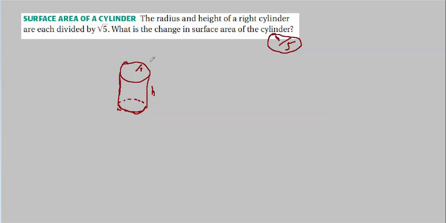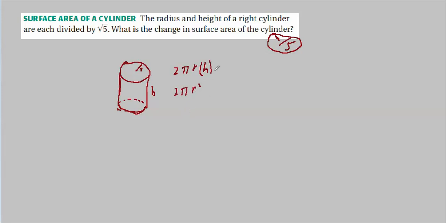How does that work? Well, for the surface area of a cylinder, it's 2 pi r times h. That'll give us the whole surface of the main body of the cylinder. It's 2 pi r all the way around, and then h units high. And this is just 2 times pi r squared. Well, suppose we divide r by the square root of 5 and h by the square root of 5. Oh, what do we get?